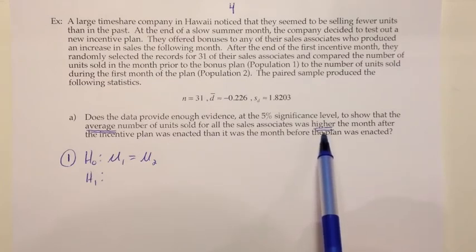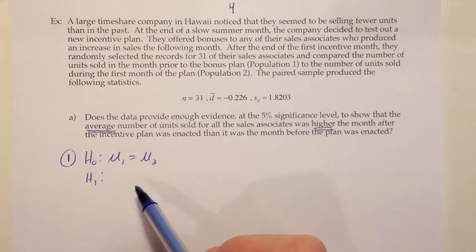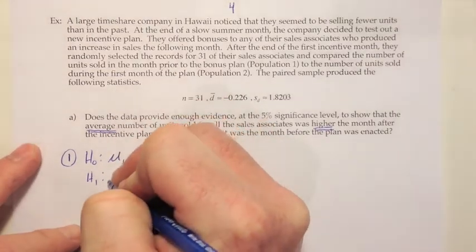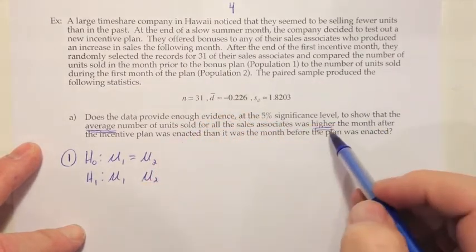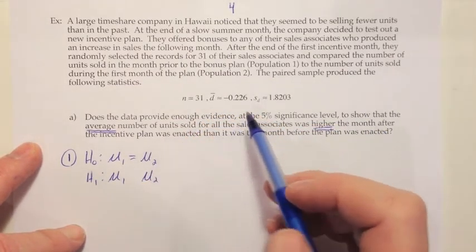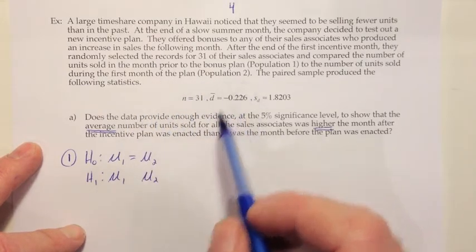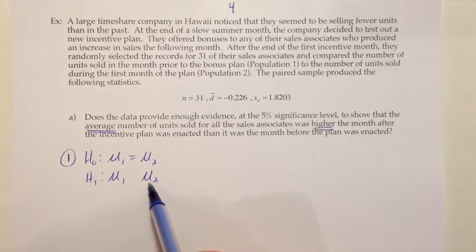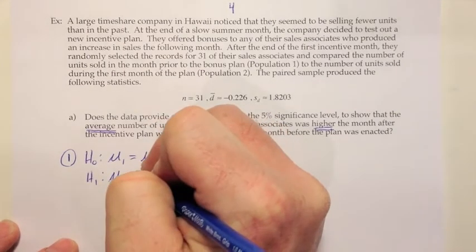There's a temptation when you hear the word higher to put a greater than right here, but that would actually be a mistake. We're comparing mu1 and mu2, and we want the sales to be higher the month after the incentive plan. The month after the plan, or during that first month of the plan, that's population 2. So this is the one that we want to be higher, which means we want this one to be smaller than that one.